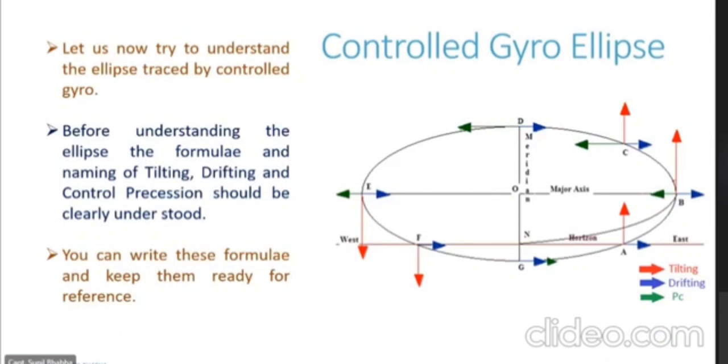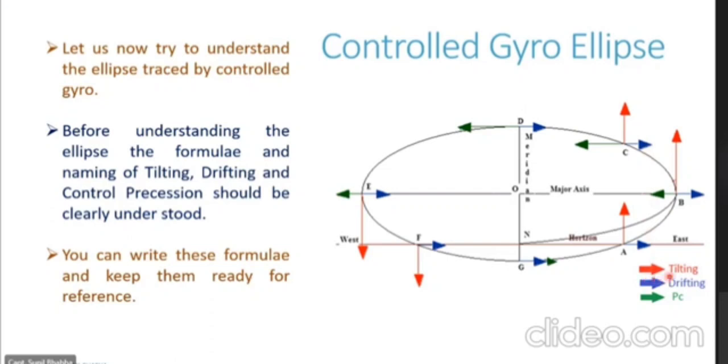Let us now try to analyze and understand this elliptical motion of the spin axis. We have now zoomed into the ellipse, the red color ellipse which we saw in the previous slide. It is a zoomed in picture of the same ellipse. Now, in this ellipse, you can see three different color arrows: the red color arrow, green color arrow, and the blue color arrow. These three arrows represent the three forces under the effect of which the spin axis is tracing this elliptical path. What are these three forces?